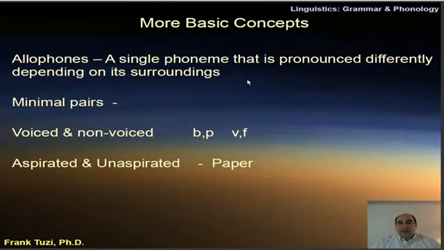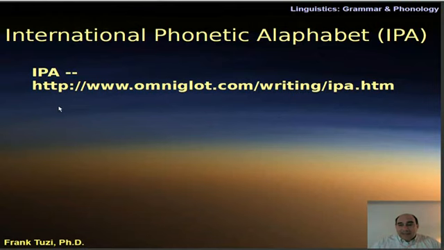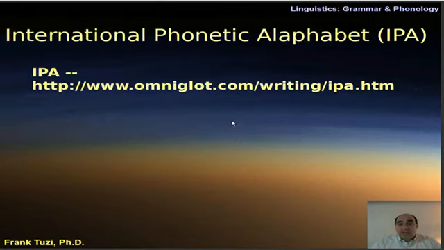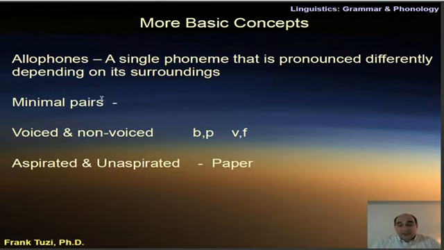And there are some examples there. Minimal pairs are simply sets of words that are exactly the same except for one sound. If you remember looking back here, we had cat, hat, fat, mat. All those would be minimal pairs. The only difference between these is the first sound. So cat and hat are minimal pairs. Hat and fat are minimal pairs. And it's an excellent way to learn language if you can understand how to use minimal pairs.